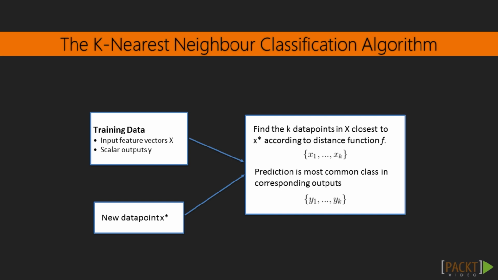This algorithm is somewhat unique in that there is no real training phase. All computations are done at prediction time. When trying to predict the output for a new input vector, the predicted output is found by searching the training data set for the k closest input vectors according to the given distance function. Then the most common output class among the corresponding k outputs is given as the prediction.